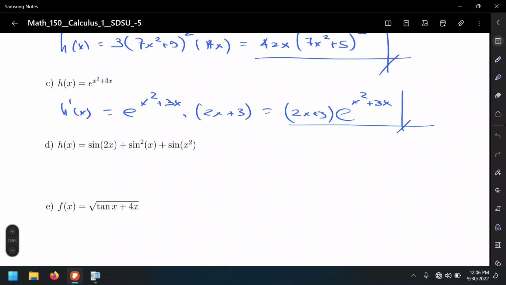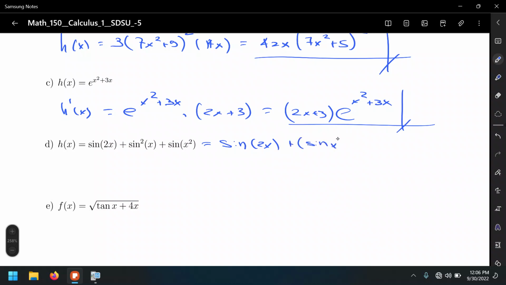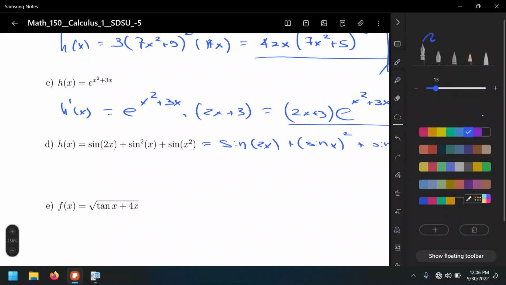So my advice, first of all, how about I rewrite the function: sine 2x, specifically the second term, sine x quantity squared. And this last term is going to be the same, sine x quantity squared. The reason why, let me discuss something pretty interesting here.